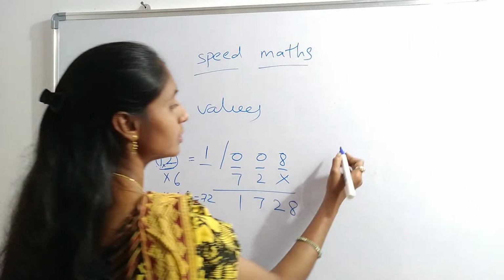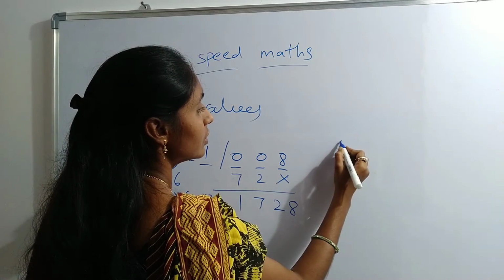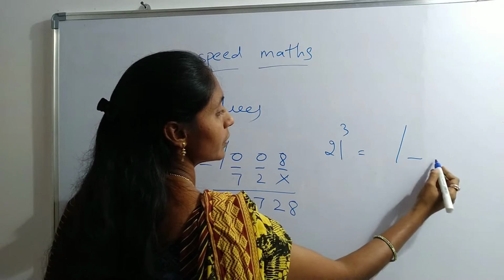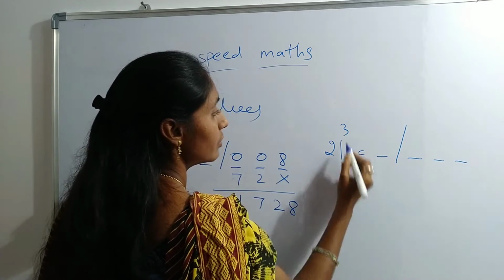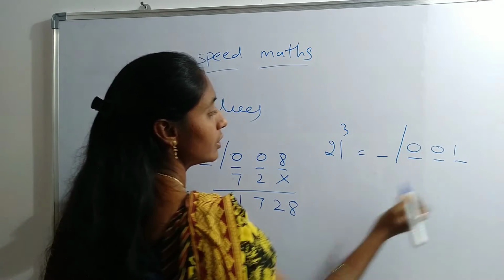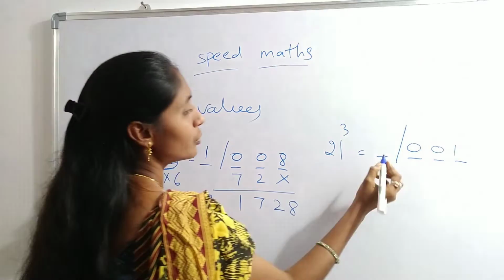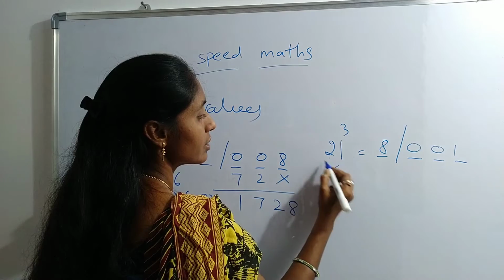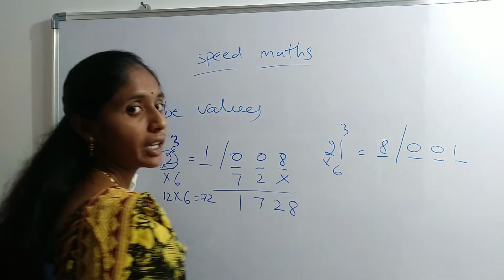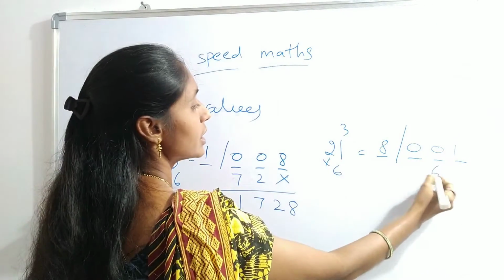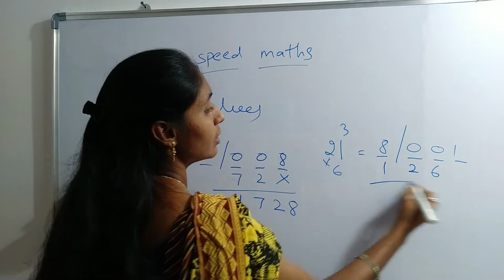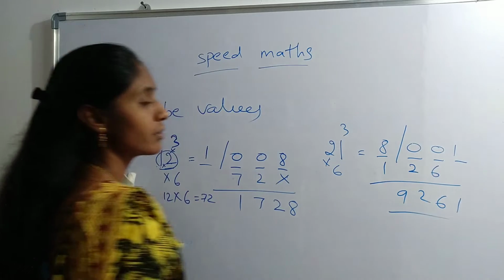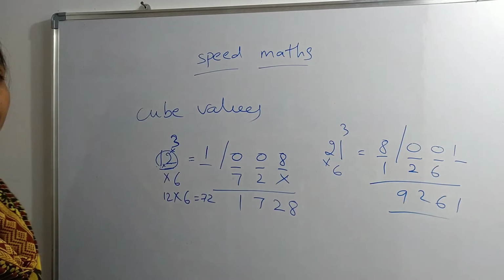Another example is 21 cube. Same, write 3 spaces. 1 cube is 001 and 2 cube is 8. 2 ones are 2, 2 threes are 6. Multiply 6 with 21. 6 ones are 6, 6 twos are 12. So 9261 is the cube value of 21.